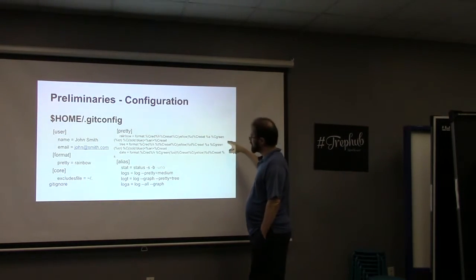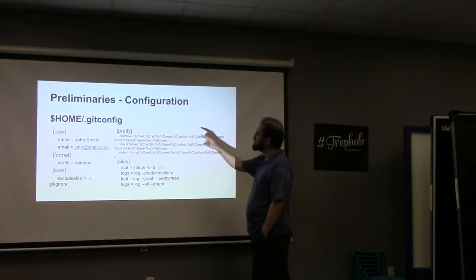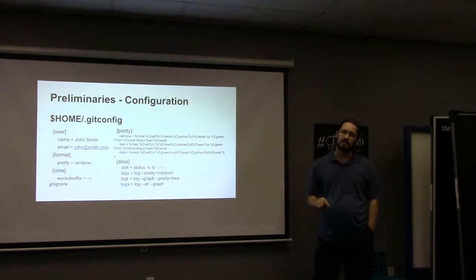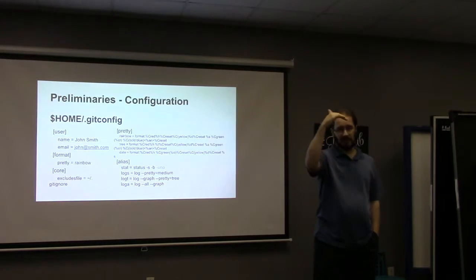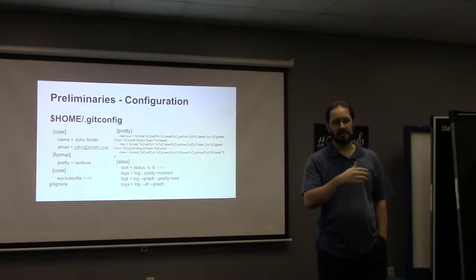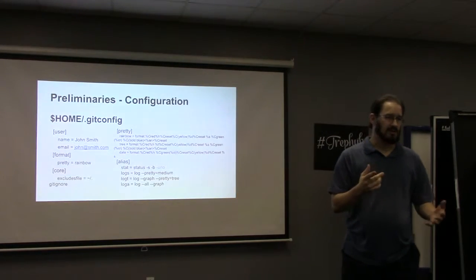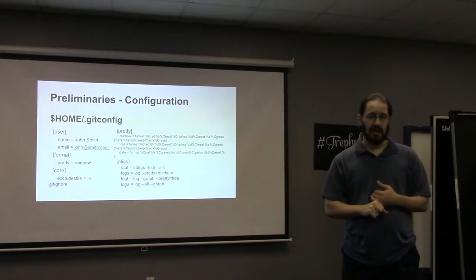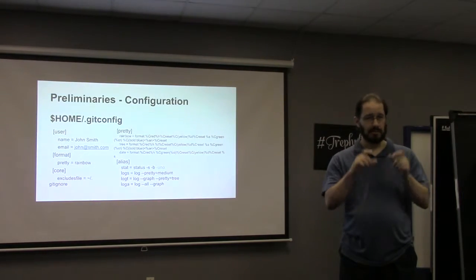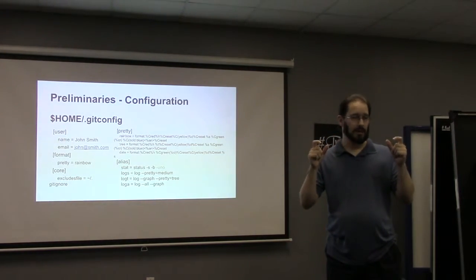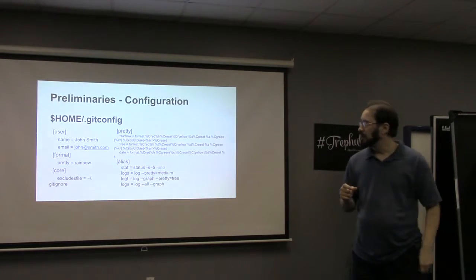These god-awful looking things right here are format strings, primarily used when you're looking at logs. So you can go back and say, show me the last 10 commits that have happened on this branch. Usually you'll want to see information about the date and time, who made that commit, and a brief snippet of the commit message so you understand what that commit is for.